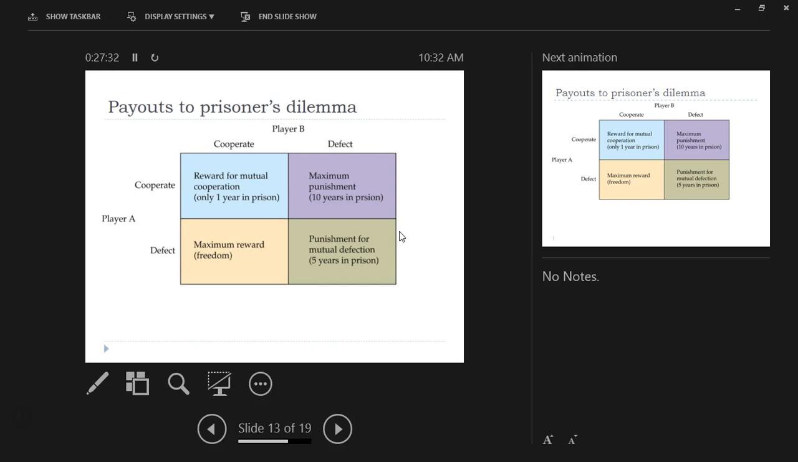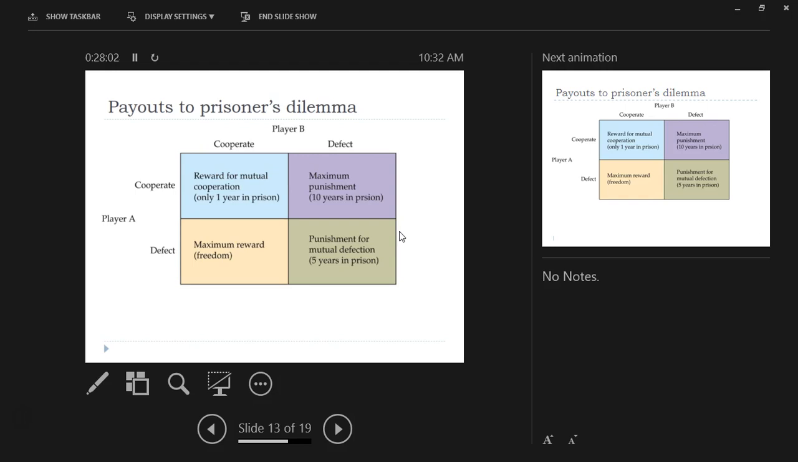If you squeal on your partner, so if you defect to the police, but your partner stays silent, they're going to get maximum conviction, but you get to go free. So this is your best possible outcome. But if you defect and your partner also defects, so you both squeal on one another, you get a medium amount of punishment. So you get 5 years in prison. The police will play nice on you because you squealed, but still at the same time, they're going to convict you both.